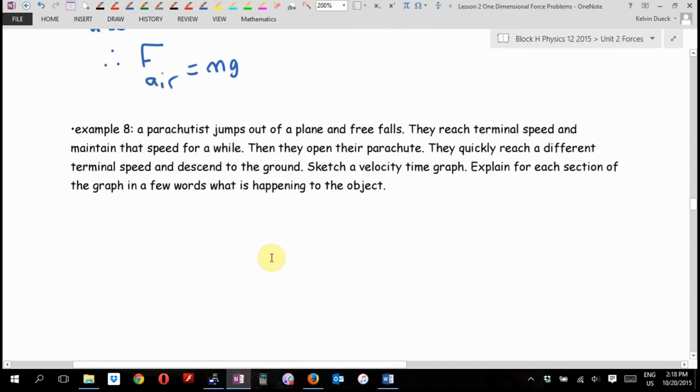Parachutist jumps out of an airplane and free falls. They reach a terminal speed and they maintain that speed for a while. They then open their parachute. They quickly reach a different terminal speed and descend to the ground. Sketch, can you cross out the word velocity? We're going to do a speed versus time graph. The reason is, technically with velocity everything would be negative, and I don't want my graph to be below the x-axis. I'm just going to graph how fast you're traveling, speed.